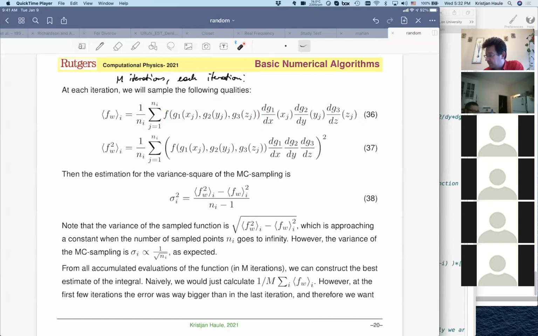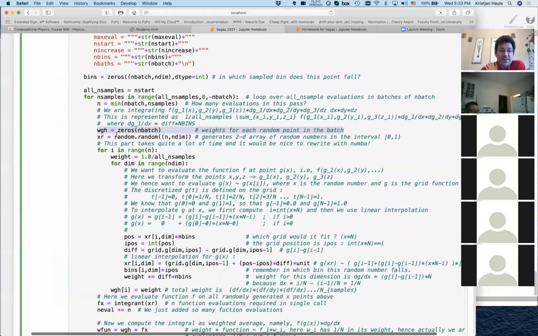Now here we need to be a bit careful, because the weight is going to be dg1 over dx, dg2 over dx, dg3 over dx, divided by n. But here we actually need 1 over n, not 1 over n squared. So we need to be careful that n doesn't come in as a square, it comes in as 1 over n. So the weight here again is just this Jacobian.